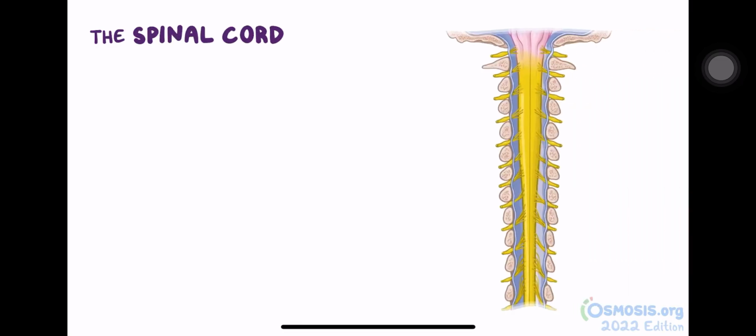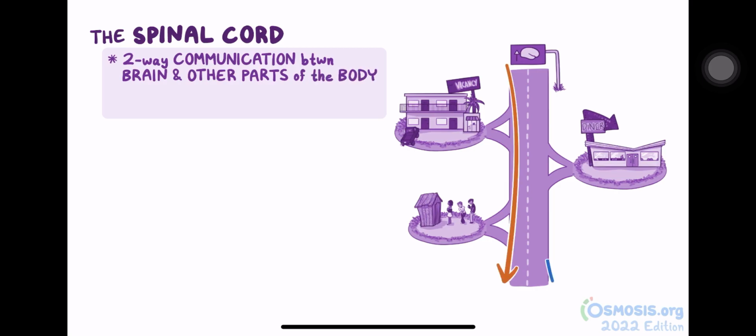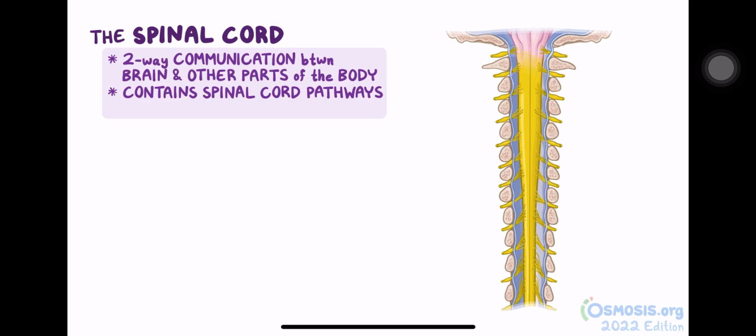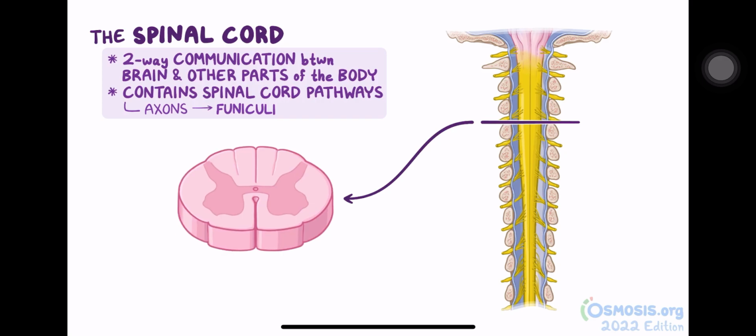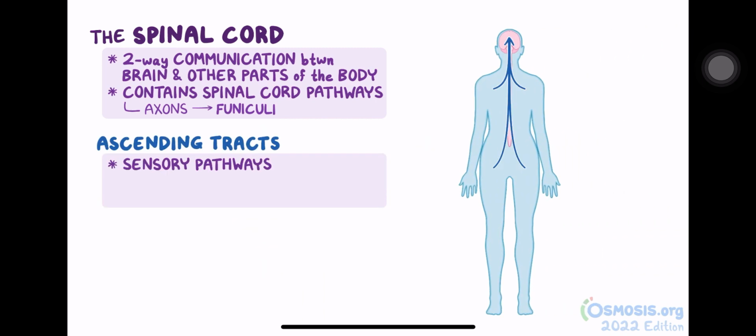The spinal cord is like a highway that enables a two-way communication between the brain and other parts of the body. It contains neural pathways called spinal cord pathways or simply spinal tracts, which can be either ascending or descending. Both types of tracts are made up of neuronal axons that gather into long columns called funiculi, which are found inside the ventral, lateral, and dorsal aspects of the spinal cord. Here, we'll focus on the ascending tracts, which are sensory pathways carrying sensory information from the body, like pain, up the spinal cord to the brain.